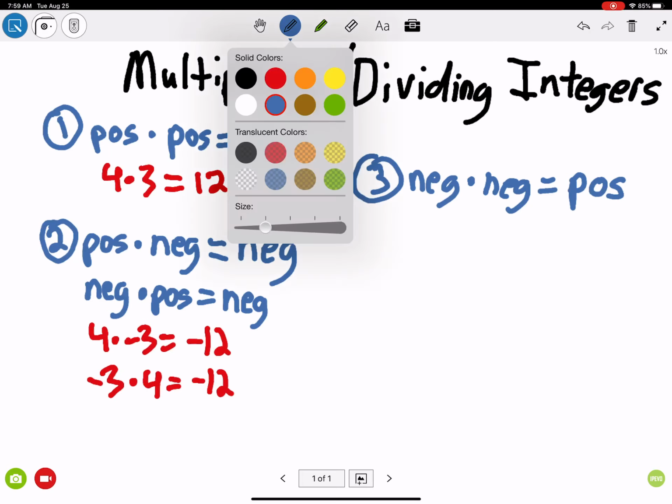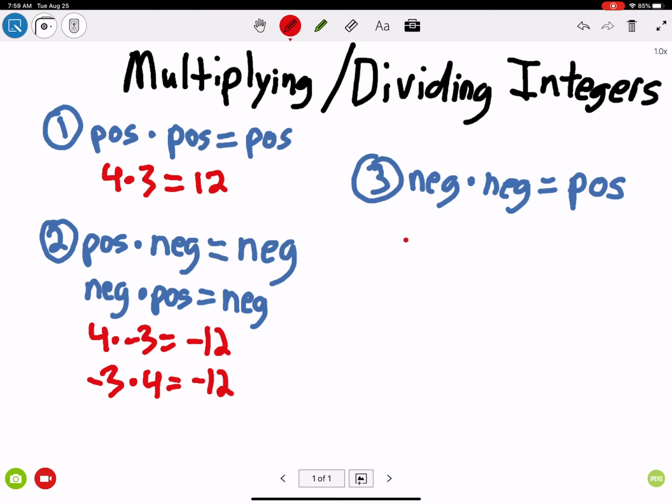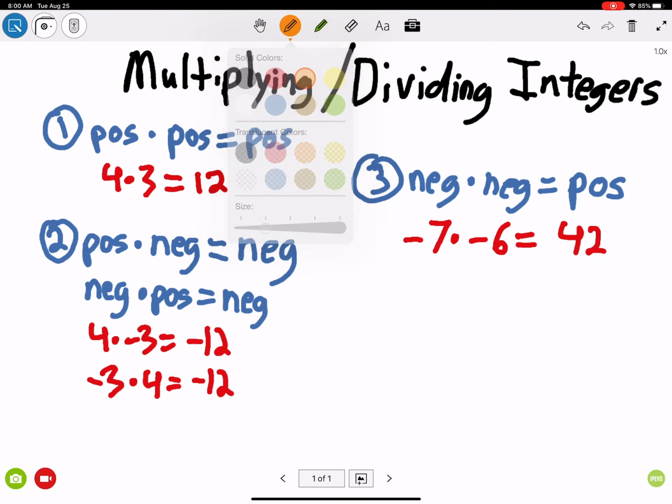So if I had negative 7 times negative 6, 7 times 6 is 42, and a negative times a negative is positive, so I get positive 42. And the same thing works with division, okay? I can replace all of these multiplication symbols with division, and I get the same thing.